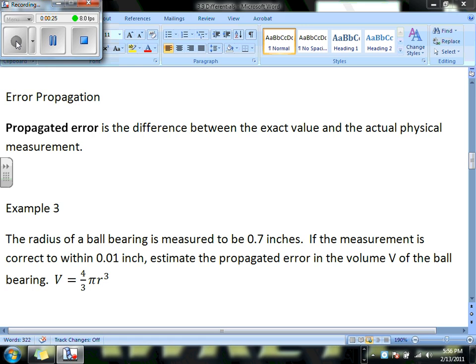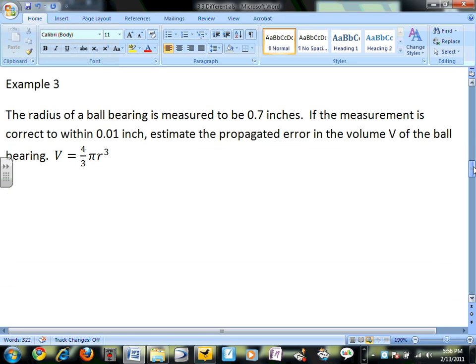Even with computers and technology getting closer and closer to perfect, we can never be absolutely perfect. We're going to have error somewhere, human error somewhere. So here the radius of a ball bearing is measured to be 0.7 inches. If the measurement is correct to within 0.01 inch, estimate the propagated error in the volume V of the ball bearing. The volume of a sphere equals 4/3 pi r cubed.